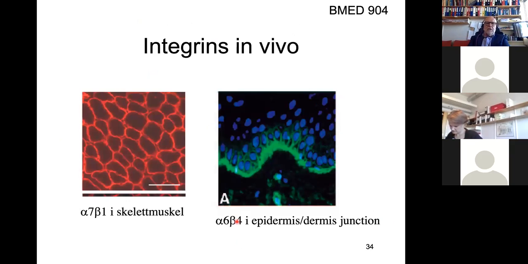When we look at integrins in vivo, they will of course look different depending on what integrin you look at and what tissue you look at. Here is a picture, a cross section of a skeletal muscle, and here is a picture of the epidermis in skin, where you have alpha 6 beta 4 sitting at the basal keratinocytes. Here is a muscle fiber which has alpha 7 beta 1 in its sarcolemma.